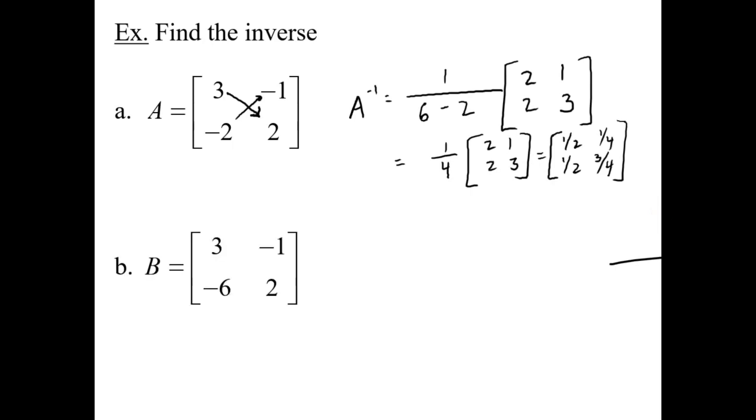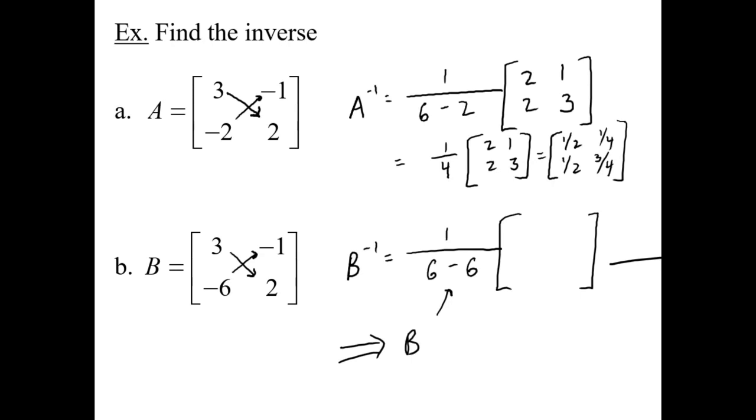Let's look at this example. Not quite the same example, very similar, but small changes here. So B inverse is going to be 1 over, so again, multiply the main diagonal, 3 times 2 is 6, minus multiply the other diagonal, -6 times -1 is 6. And I could find the new matrix, but what I want to notice is we're dividing by 0. Well, that's not good. Clearly, we're not allowed to divide by 0, so what this tells me is that B is singular. Or you could say B inverse does not exist.